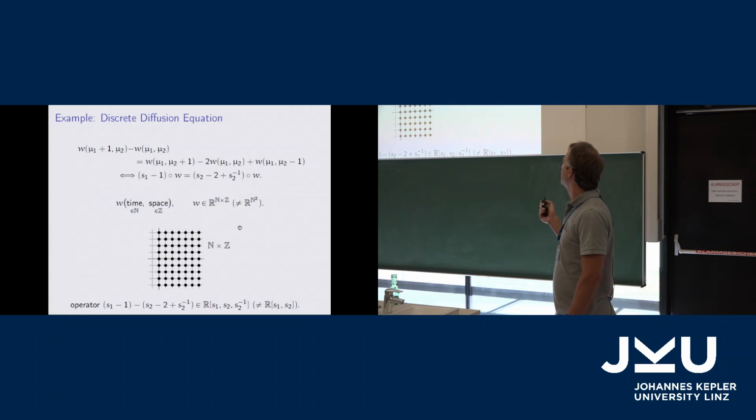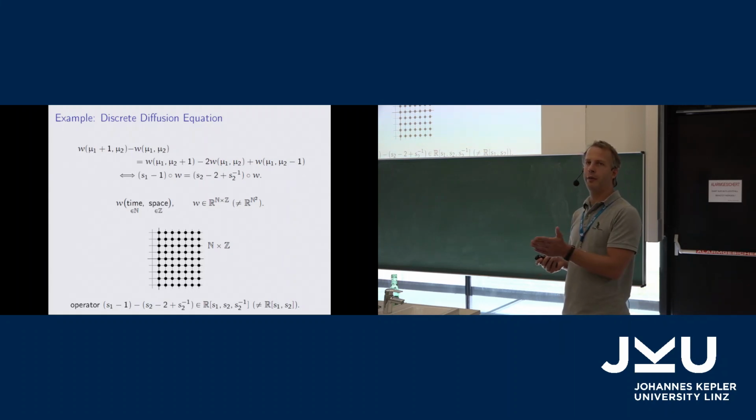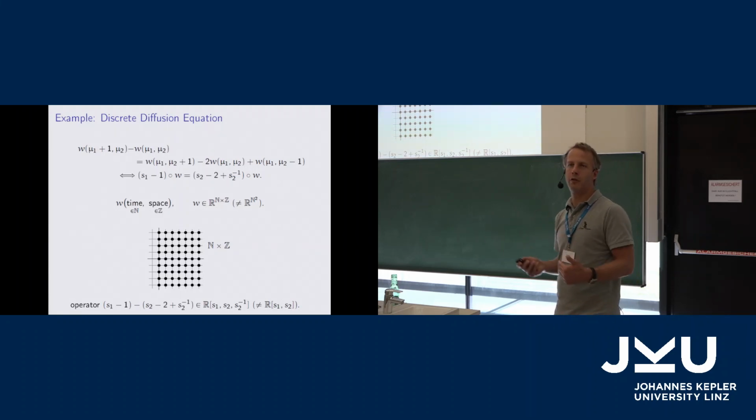Another example is the discrete diffusion equation. The solution should be a function or a sequence of time and space, and I have no problem to ignore negative times, because for engineers the future is more important than the past. But space extends in all directions, so I want to have the solution in this half space, and this is not what the Gröbner basis theory provides. Also, the operator is not a polynomial, because we have here s2 to the minus 1, so it's a mixed polynomial, a Laurent polynomial.